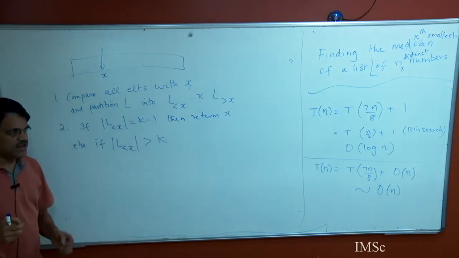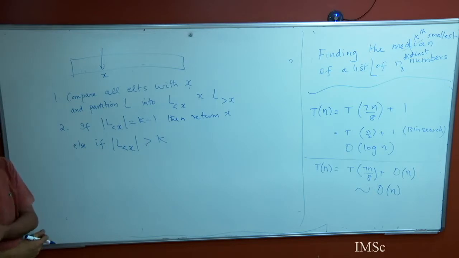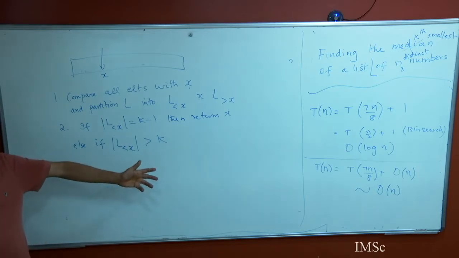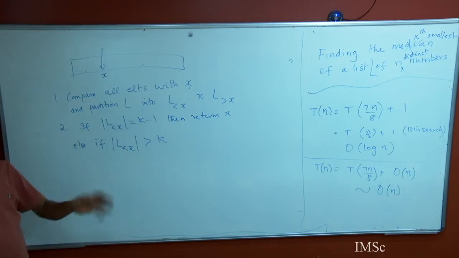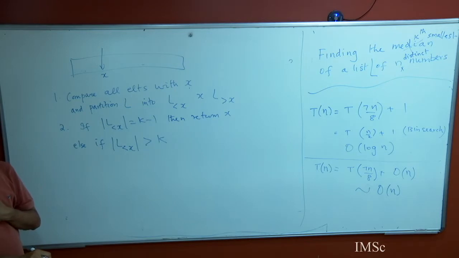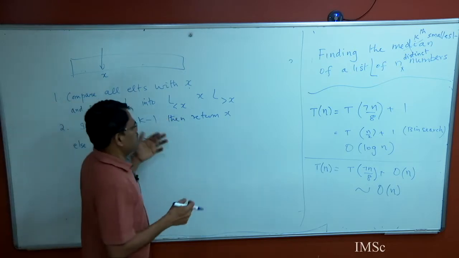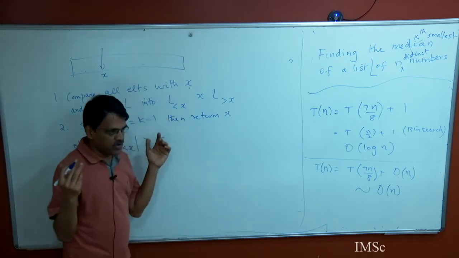Suppose this is greater than K. So I am looking for the 20th element, and it turns out all those less than X, there are some 100 of them. So I can throw away some elements. Which elements? I can throw away all those guys because I am looking for the 20th smallest element.